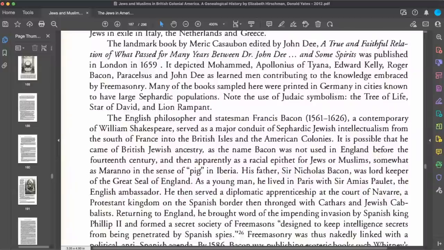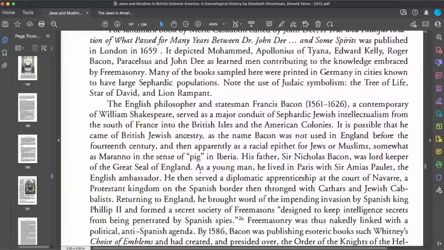The English philosopher and statesman Francis Bacon, 1561 to 1626, a contemporary of William Shakespeare, served as a major conduit of Sephardic Jewish intellectualism from the south of France into the British Isles and the American colonies. What did Francis Bacon write? We've read this before, that America was Atlantis, and that they were going to go mix with the children of Abraham in America.